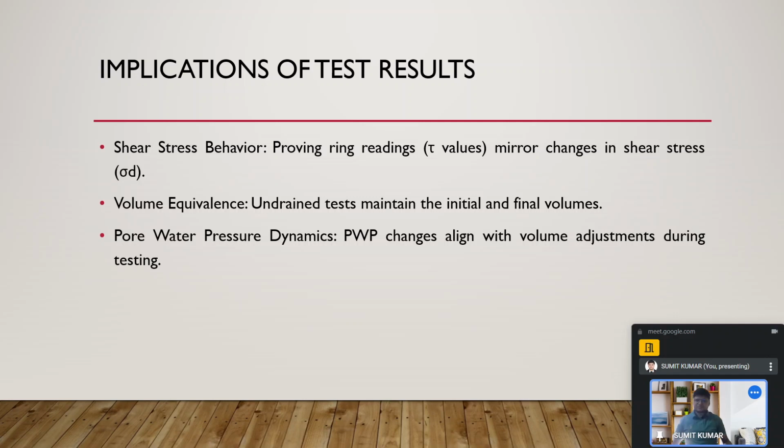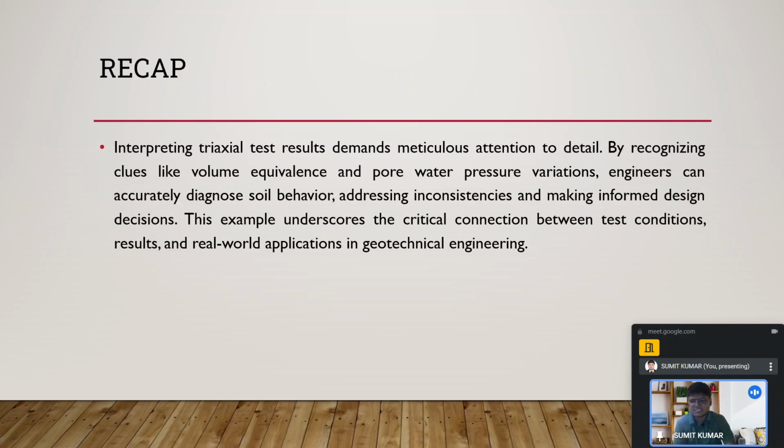Now, shear stress behavior. The proving ring, which reads the value of tau for us, that is the shear stress, has minor changes in the shear stress due to the variation in sigma d, and the undrained test maintains the initial and final volumes, and the changes align with the volume adjustment during the test.